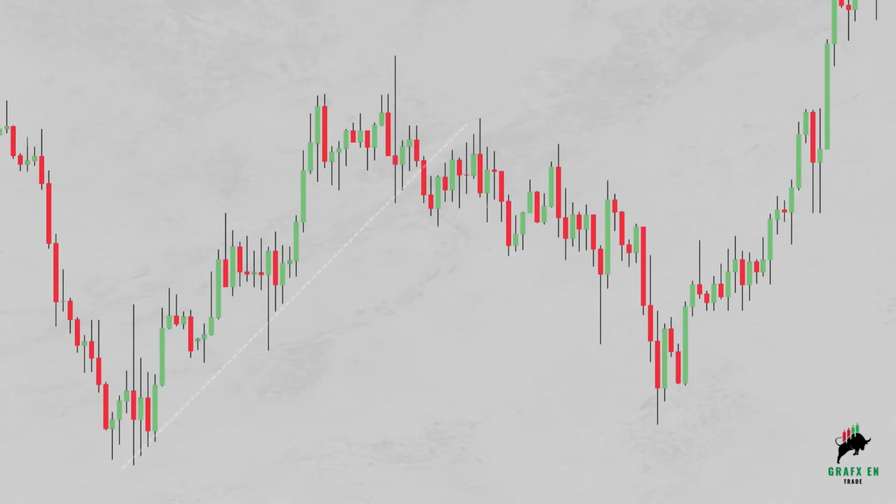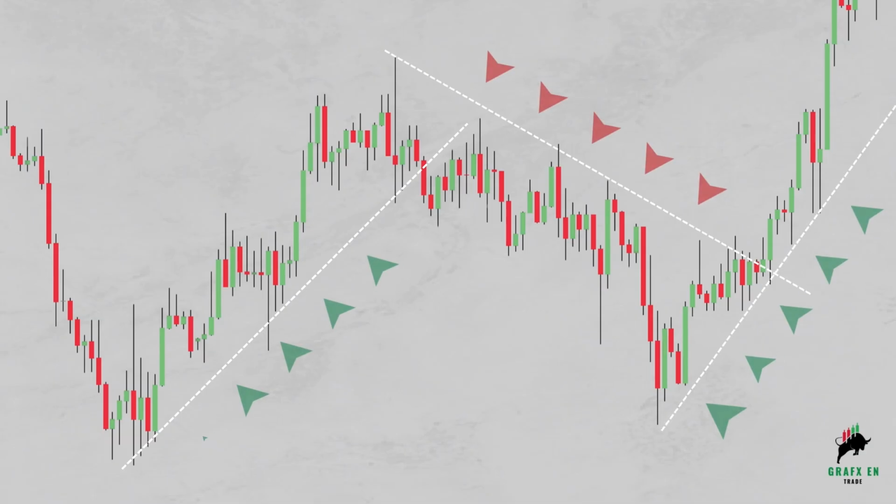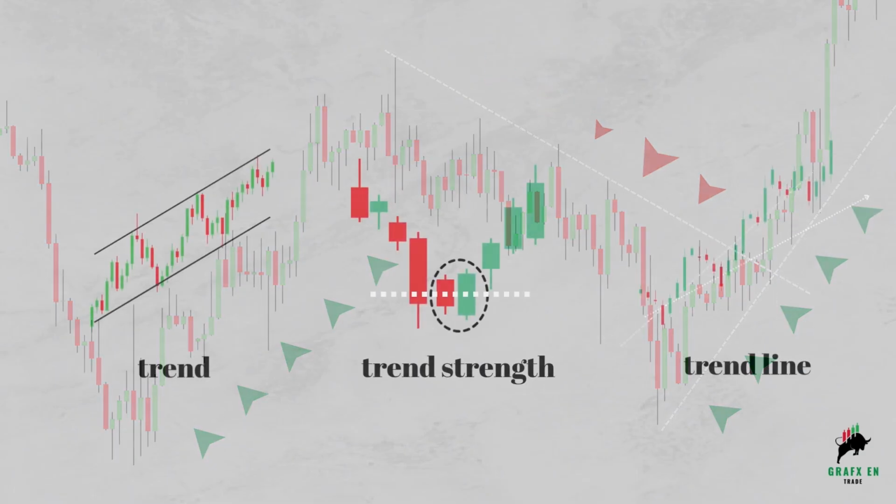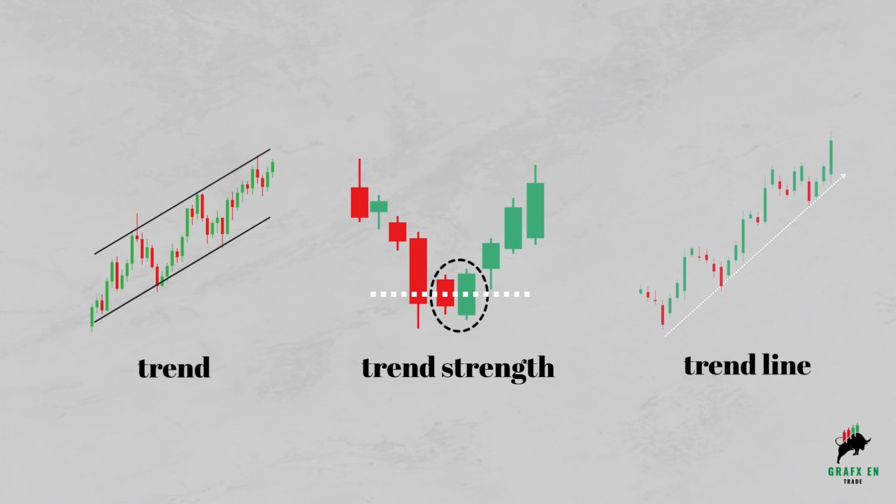Final thoughts. A trend line may look simple, but it reflects the deep psychology of the market. Millions of traders are looking at those same lines. If your line and mine match at the same spot, then that point becomes a real decision zone in the market. That's why trend lines don't just show direction, they show collective human behavior.